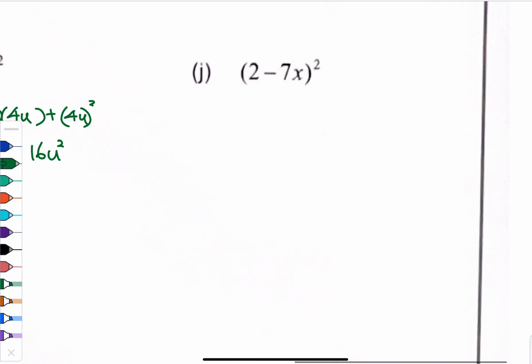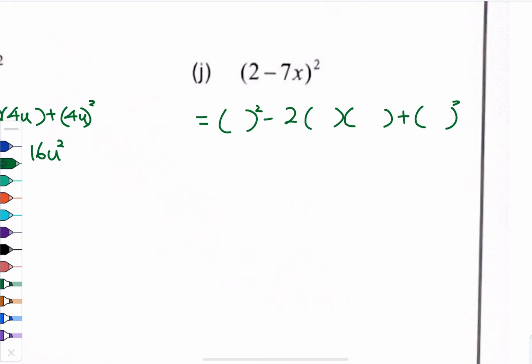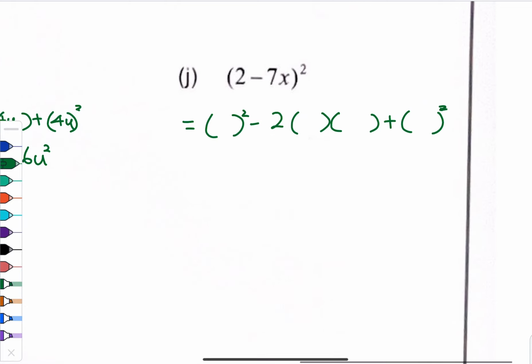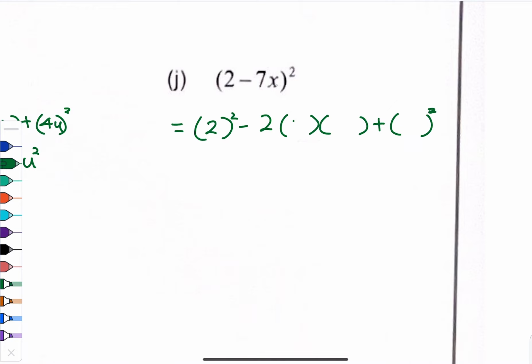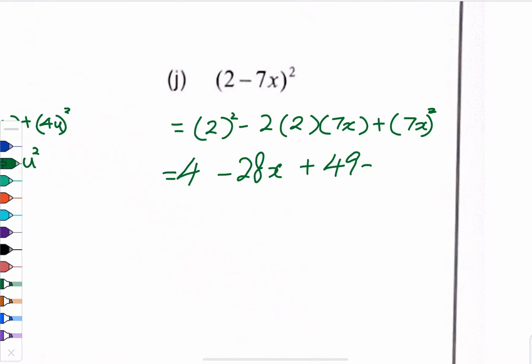And then, so again, a minus b squared, right? So it will be a squared minus 2ab plus b squared. So 2 squared means 2 times 2, which is 4. And then 2 times 2 times 7 will be 4 times 7, which is 28x. And then 7 times 7, 49x squared. The square is given to both of them, that's why.